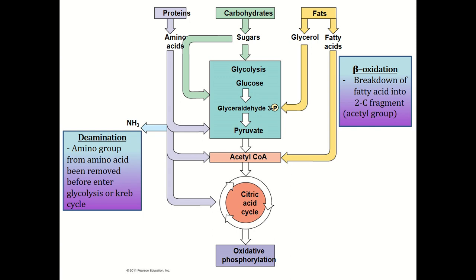Therefore, in conclusion, aerobic respiration includes three stages: glycolysis, Krebs cycle, and oxidative phosphorylation. Meanwhile, anaerobic respiration only involves two stages: glycolysis and also fermentation, in which we have two types of fermentation: lactic acid fermentation and alcohol fermentation. Remember, aerobic respiration produces 36 up to 38 ATP. Meanwhile, anaerobic respiration only produces two molecules of ATP.